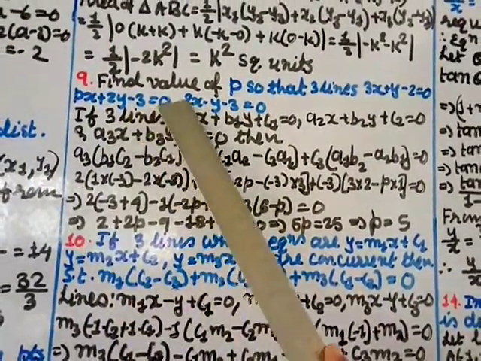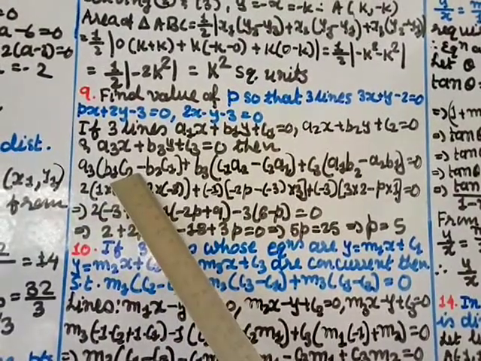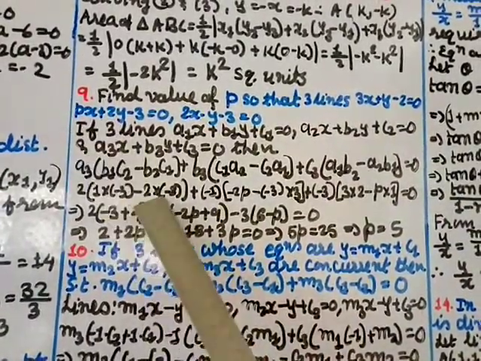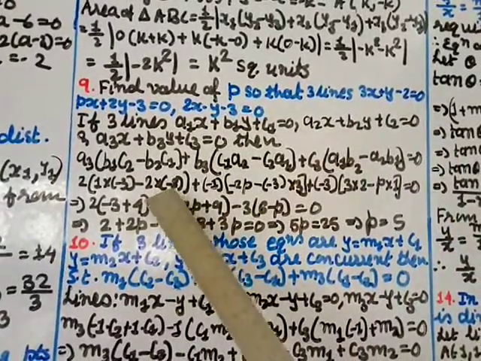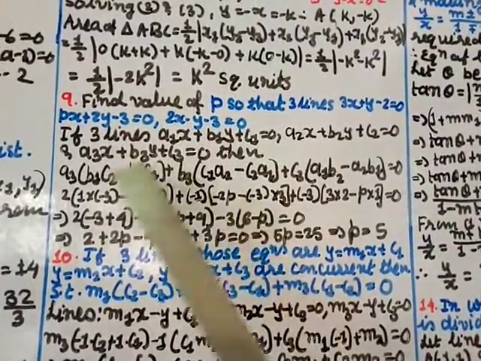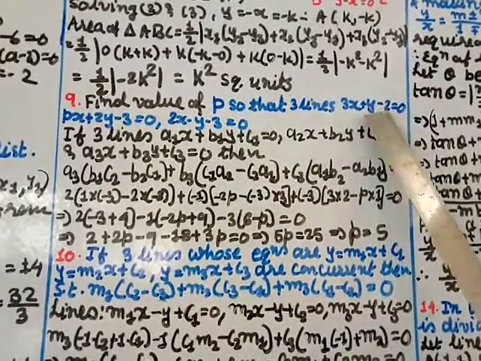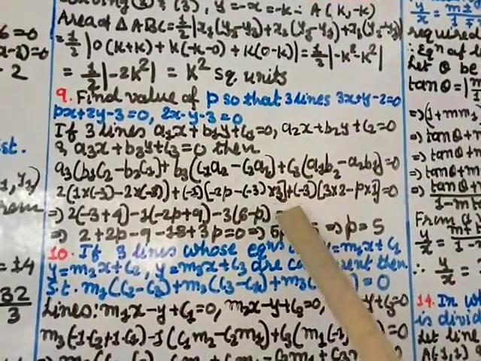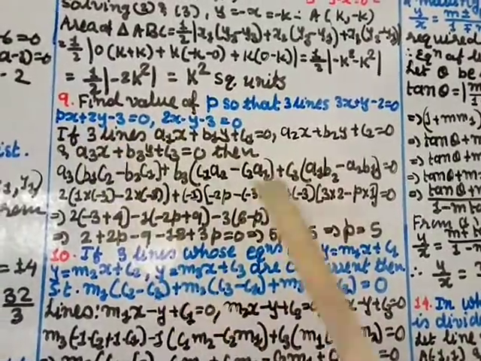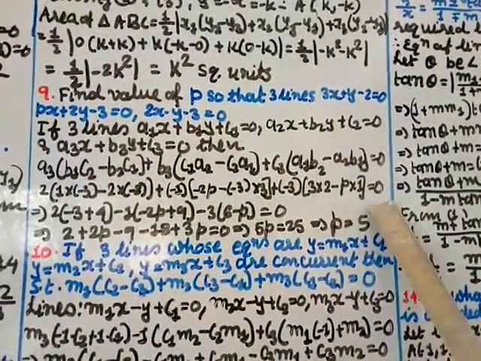So a3 is 2 into b1 will be 1, and c2 is minus 3, minus b2, so b2 from the second line is 2 into c1 is minus 2, okay, put here, plus b3, so b3 is minus 1, c1 is minus 2, a2 is p minus c2 is minus 3 into a1 is 3, plus c3 is minus 3, a1 is 3, b2 is 2 minus a2 is p into b1 is 1 equal to 0, okay, so let us simplify.